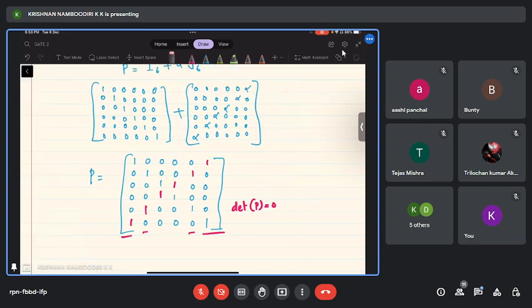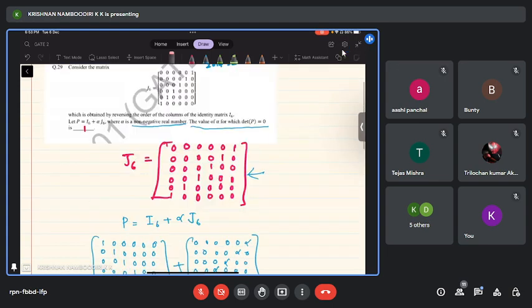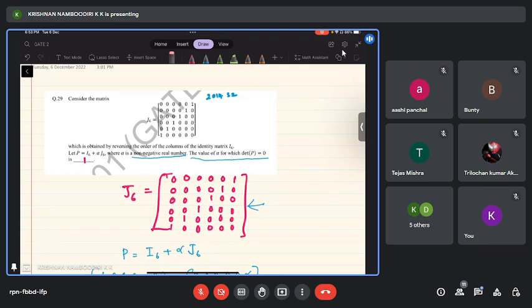Okay, I will write the matrix P again. These are alphas. Now, here in this matrix, the question you can see is where alpha is a non-negative real number. The value of alpha for which the matrix P has determinant equal to 0. That is what is asked to find out, correct?